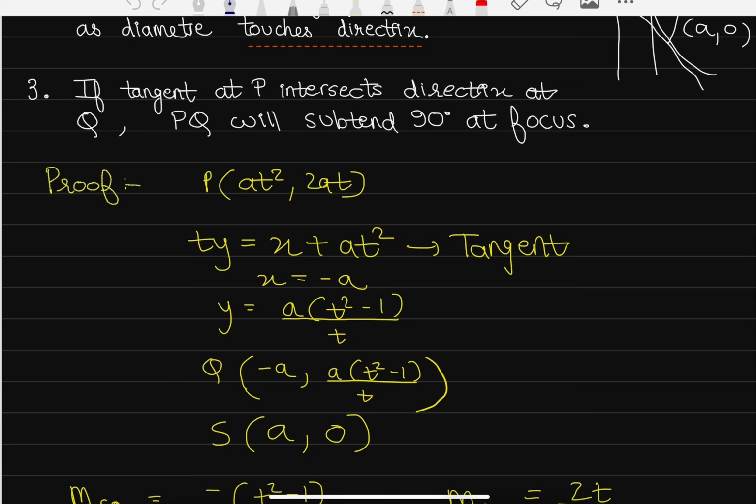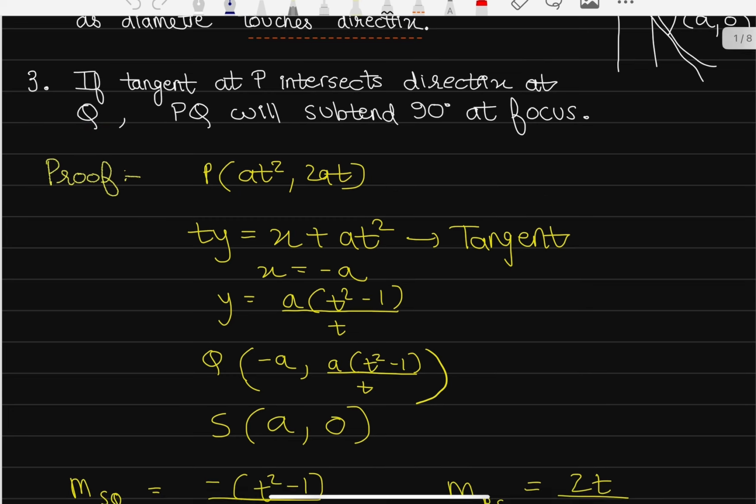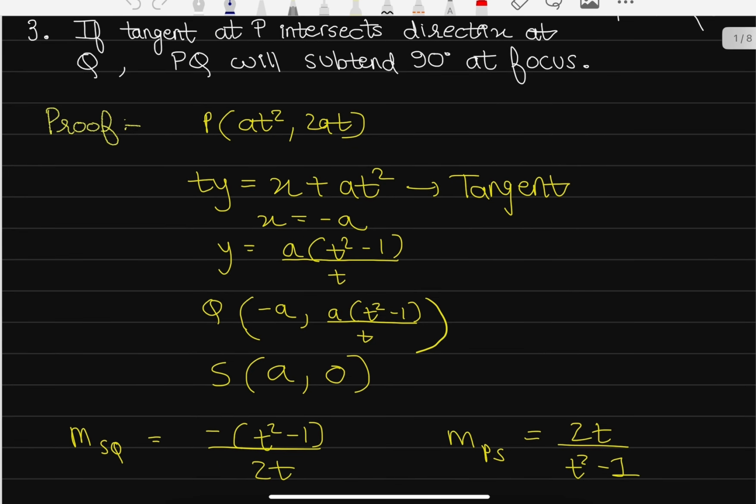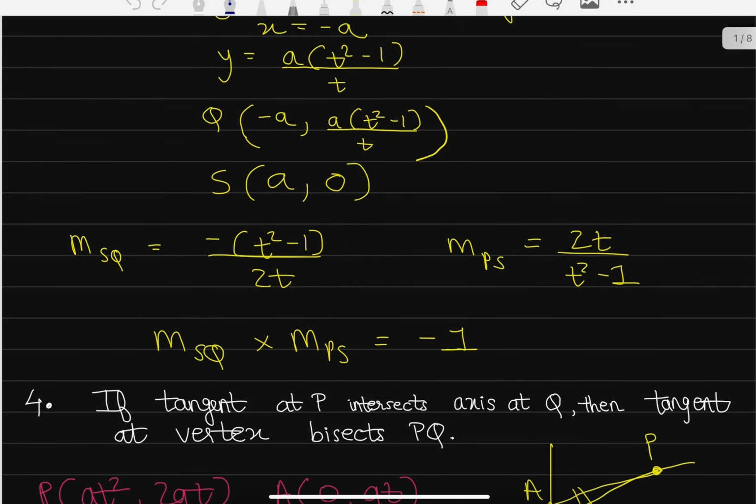Third property, if a tangent at P intersects the directrix at Q, PQ will subtend 90 degrees at focus. This property is quite easy to prove. Let P be (at², 2at), the equation of tangent is ty = x + at². As it intersects the directrix at Q, the x coordinate of Q is -a, find the y coordinate. Now find the slope of SQ, find the slope of PS. As the multiplication of both the slopes is -1, we can say that they are perpendicular.